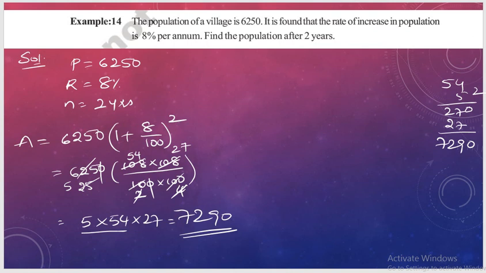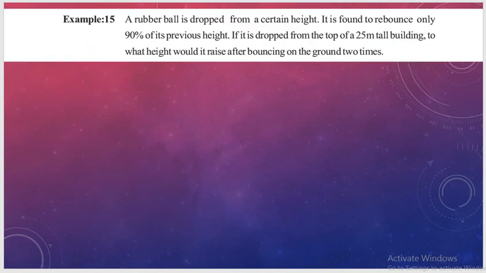Next, moving on to one more question, which is example number 15. Example 15 deals with a question that looks like it is from physics, right? A rubber ball is dropped from a certain height. It is found to rebound only 90% of its previous height. If it is dropped from the top of a 25 meters tall building, to what height would it rise after bouncing on the ground 2 times?